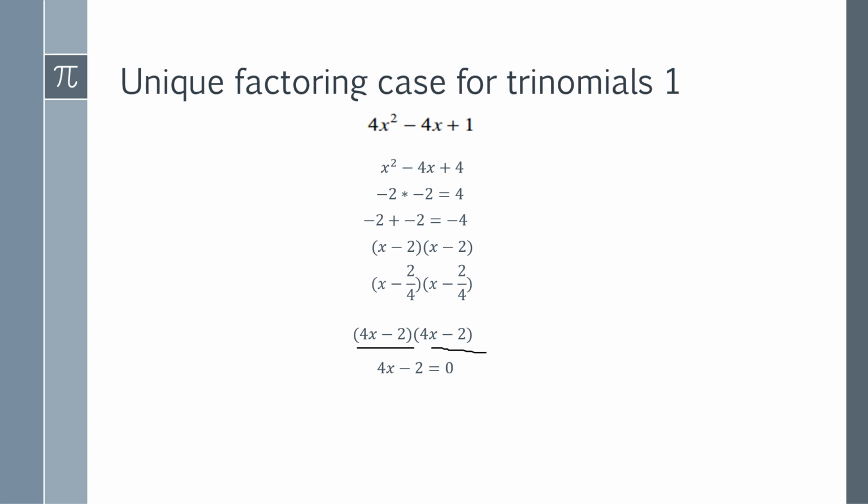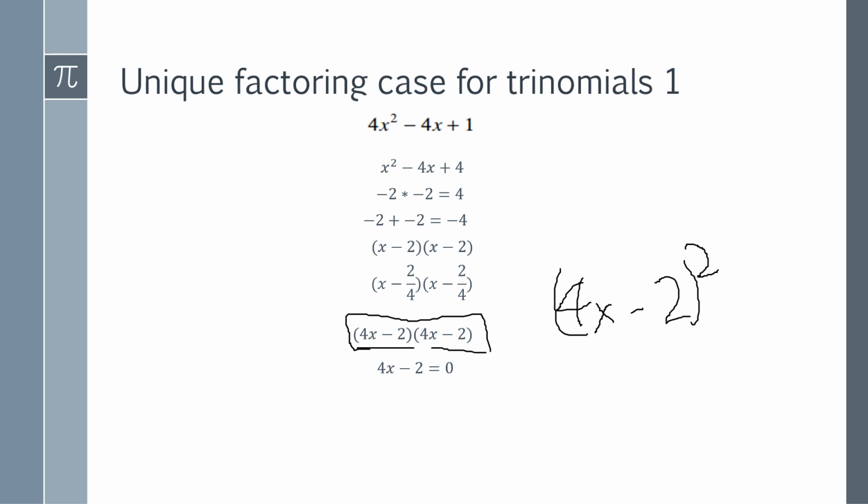So that means that you're going to have a multiplicity of (4x minus 2) squared. When you have that, that means these factors repeat twice, and because they repeat twice, you could rewrite it with the exponent 2, which is called your multiplicity. Because they repeat, I only have to solve the equation once.